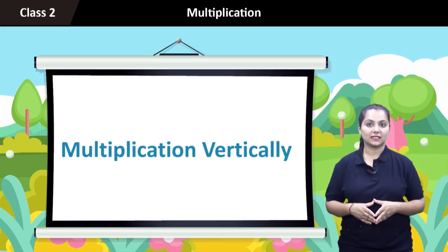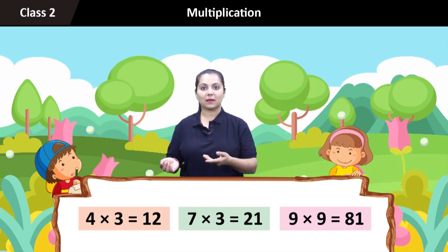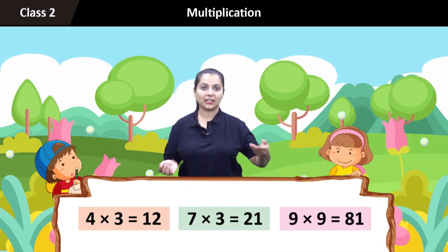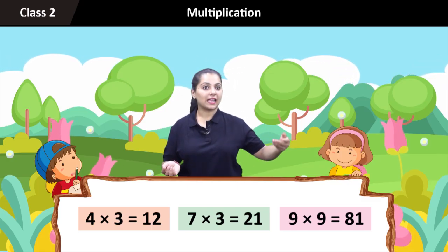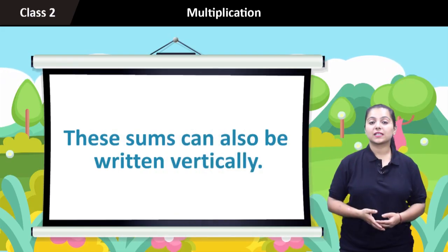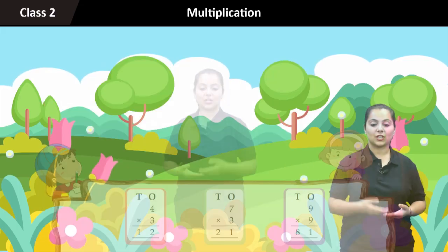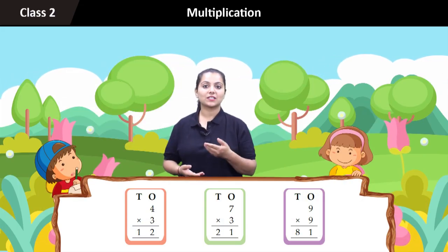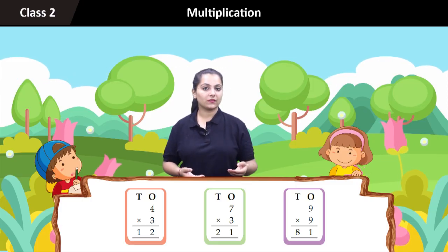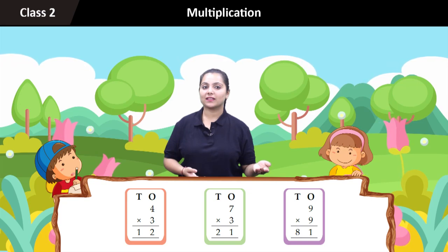Multiplication vertically. We have found products of numbers. 4 multiplied by 3 gives 12. 7 multiplied by 3 gives 21. 9 multiplied by 9 gives 81. These sums can also be written vertically, meaning in standing position. 4 multiplied by 3 gives 12. 7 multiplied by 3 gives 21. 9 multiplied by 9 gives 81.